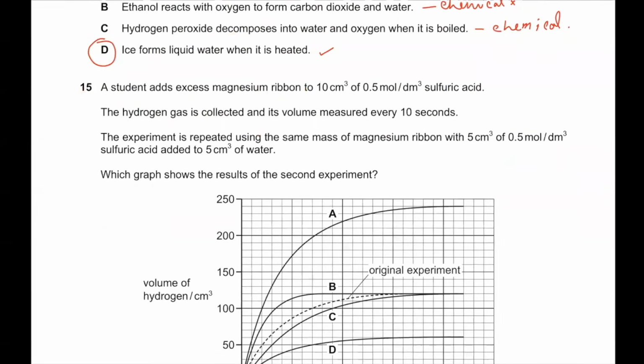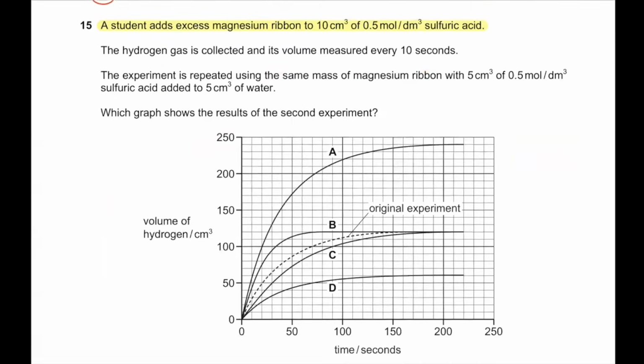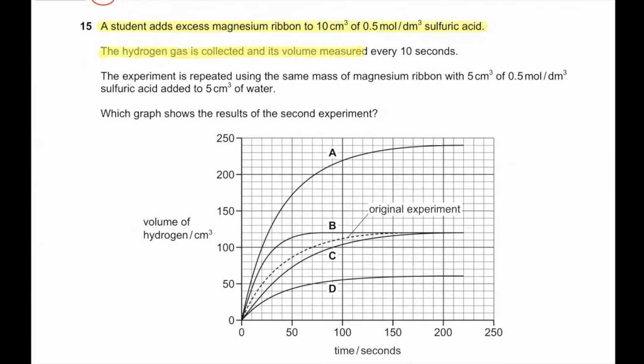Question number 15. A student adds excess magnesium ribbon to 10 cm³ of 0.5 mol/dm³ sulfuric acid. The hydrogen gas is collected and its volume measured every 10 seconds. The experiment is repeated using the same mass of magnesium ribbon, 5 cm³ of 0.5 mol/dm³ sulfuric acid added to 5 cm³ of water. Which graph shows the result of the second experiment?